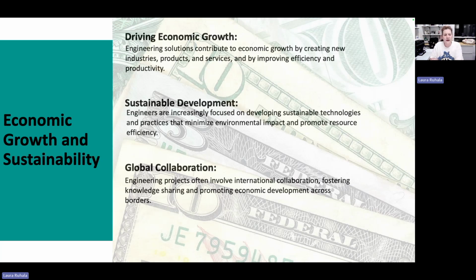Okay, and then finally here, global collaboration. Engineering products often involve international collaboration, fostering knowledge sharing and promoting economic development across borders.